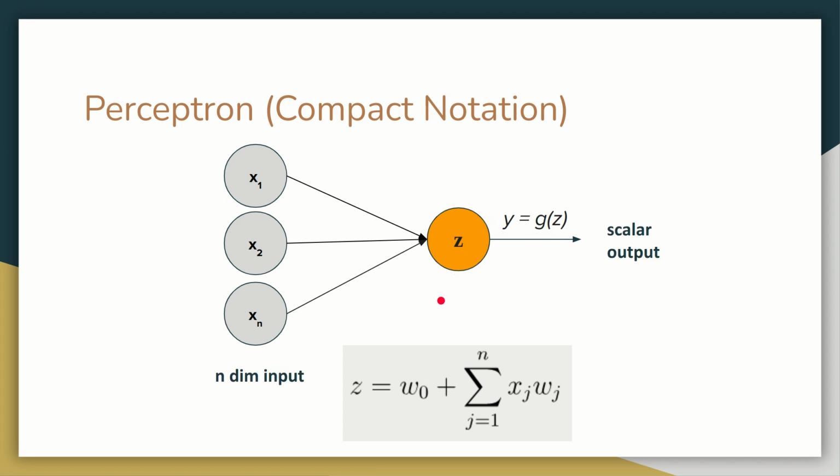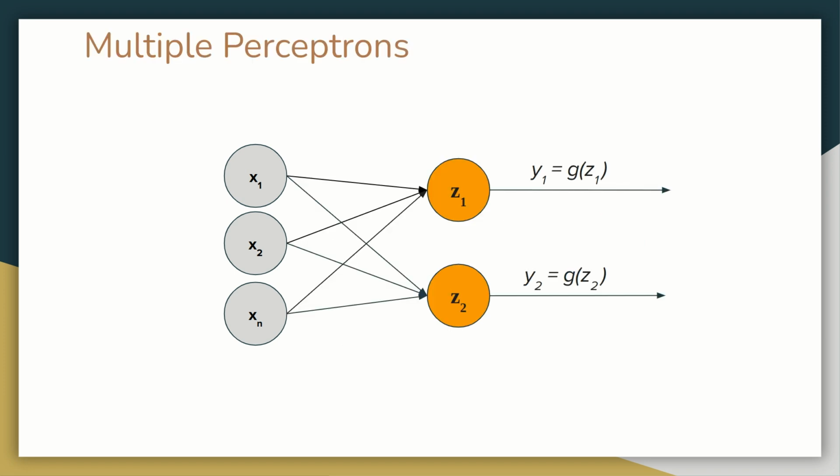A few observations over here. Here we had the n-dimensional input, which was x1 to xn, and we were getting a scalar output, which was a single value, which could be any float value. Now let us consider the case where we have two perceptrons instead of one. In this case, again the input is the same n-dimensional input, but the output we are getting is a vector output. We'll be getting two outputs, y1 and y2.